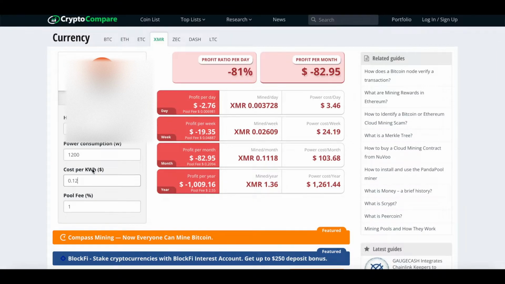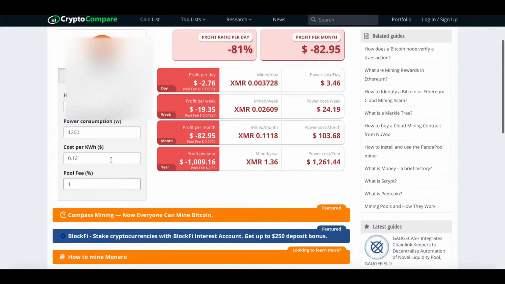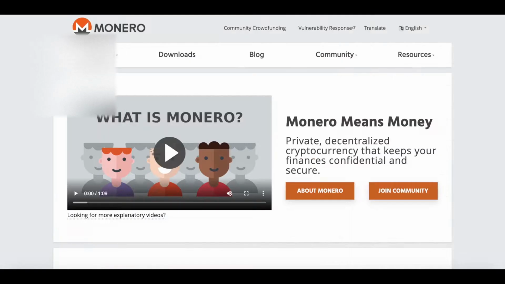You can just fill all your details out for your CPU, including hash rate, power consumption in watts, and then your electricity cost per kilowatt hour, so how much money you have to pay in electricity for each kilowatt hour, and of course the pool fee, which is the percentage of the reward that the pool is going to deduct from your earnings.